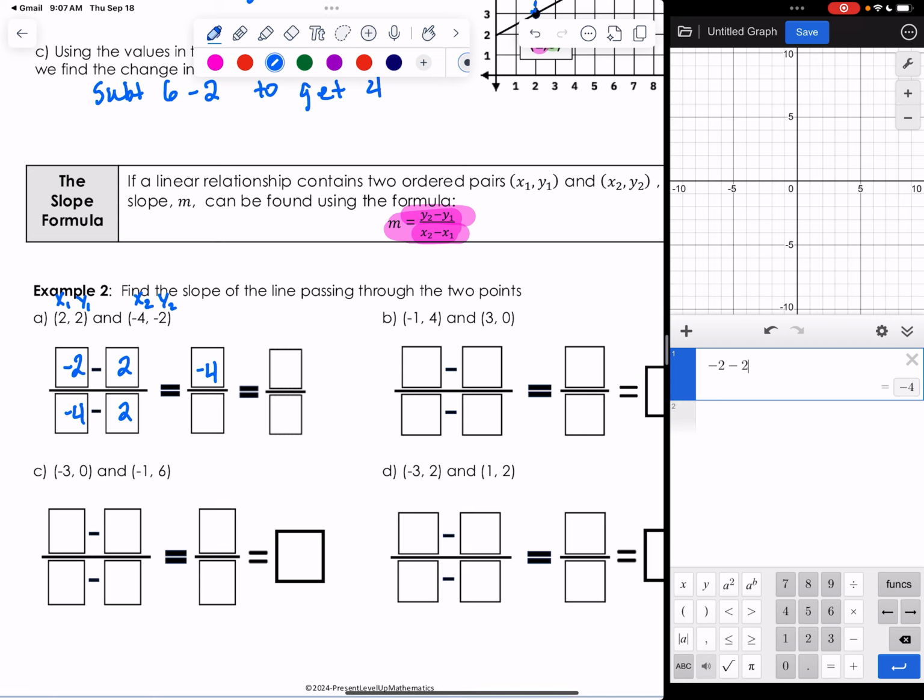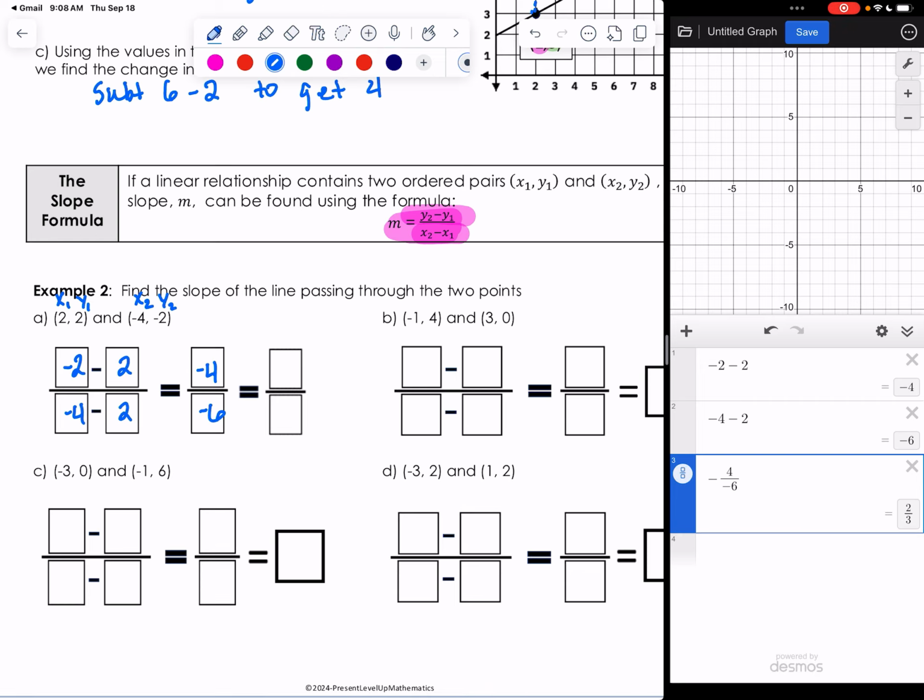On the bottom, I would type in negative 4 minus 2, and that gives me negative 6. Now, your calculator will reduce this for you. Negative 4 divided by negative 6 gives it in decimal form, but we want it in fraction form, so just push the little fraction button to convert it to a fraction, and that will give you positive 2/3. So the slope of the line passing through (2, 2) and (negative 4, negative 2) is positive 2/3. It's going up 2 over 3.